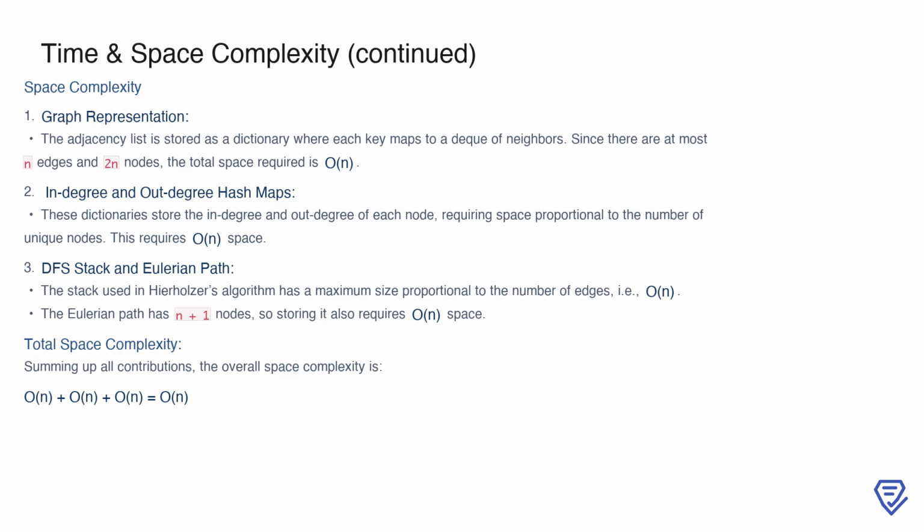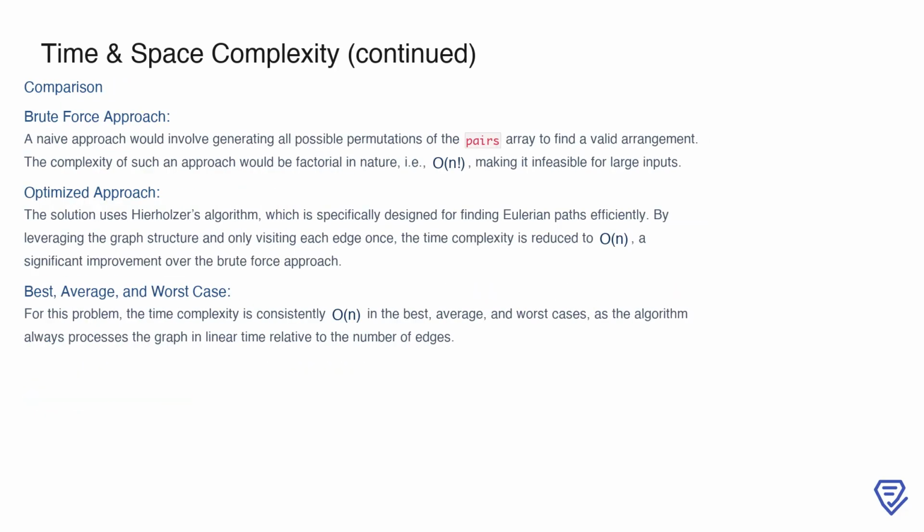During Hierholzer's algorithm, the DFS stack size is proportional to the number of edges, which is O(n), and the Eulerian path, which contains n plus 1 nodes, also takes O(n) space. Combining all these contributions, the total space complexity is O(n) plus O(n) plus O(n), which simplifies to O(n).